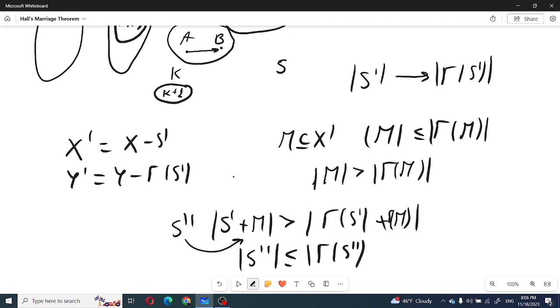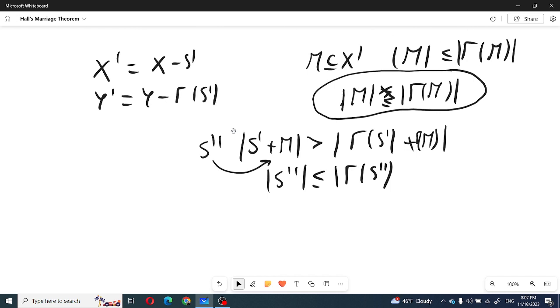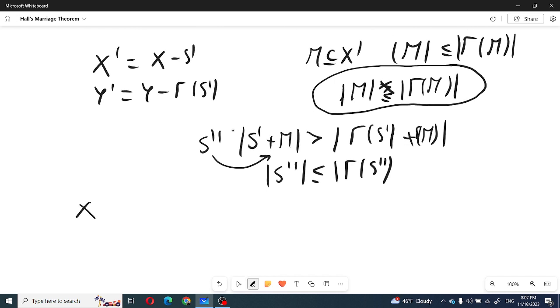So by using this, we have proved that for every M, the size of M must be less than or equal to the size of G of M in Y prime. And if it is correct, now we can apply the induction to X prime and Y prime, and to S prime and G of S prime. And by combining these two inductions, we have proved this for X and Y.